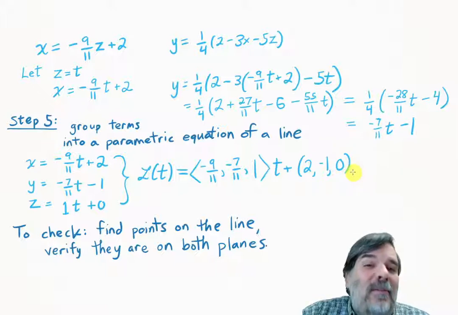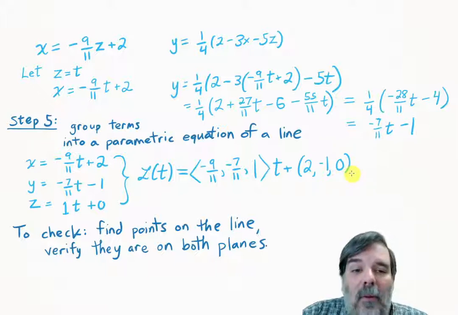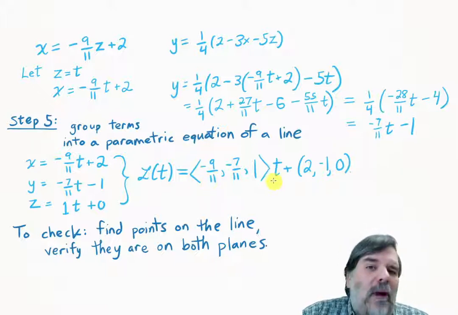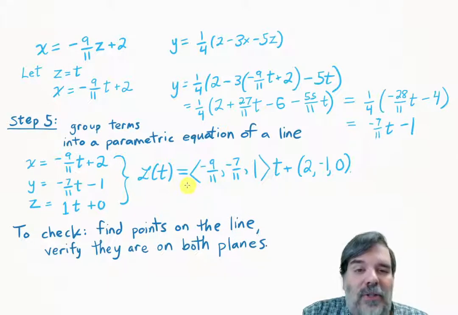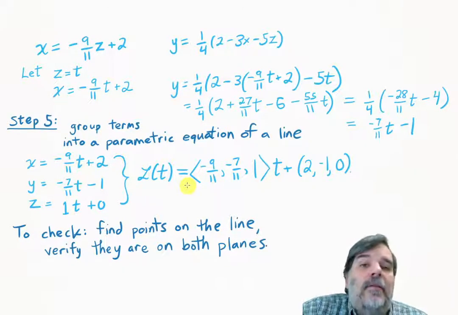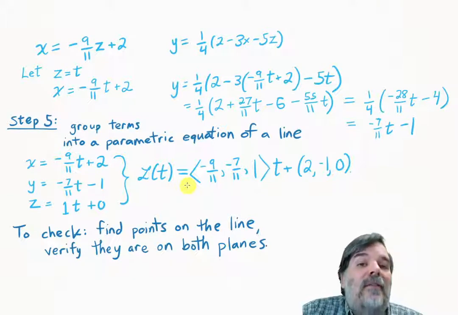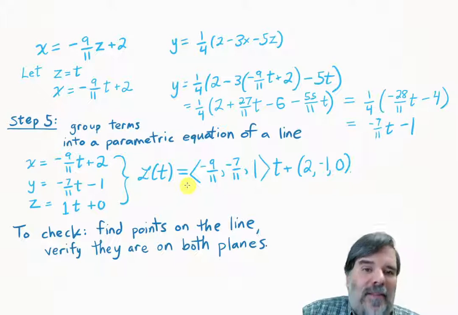If you want to be even more confident of your answer, find one more point. In this case, I'd probably choose t equals 11 to generate another point, because that would cancel out a lot of these denominators. It's always good to check your work. And that's it. Those are the different types of calculations you can do involving equations of planes.